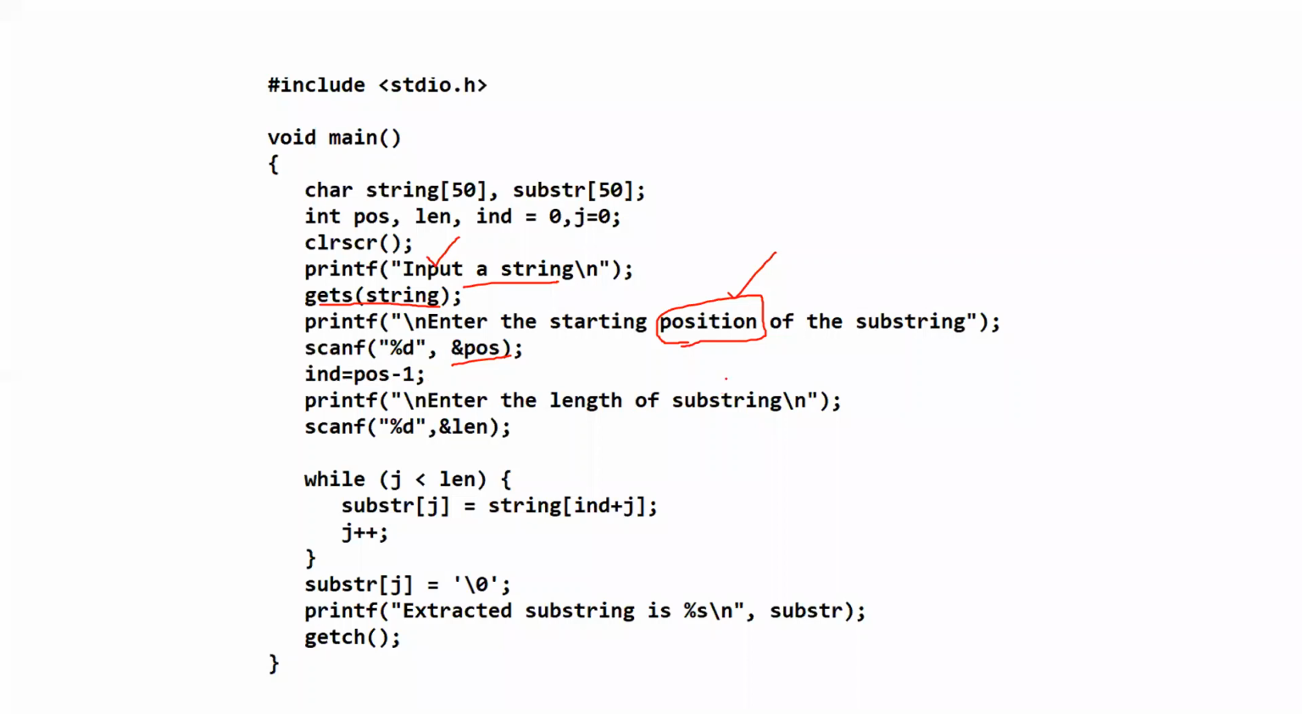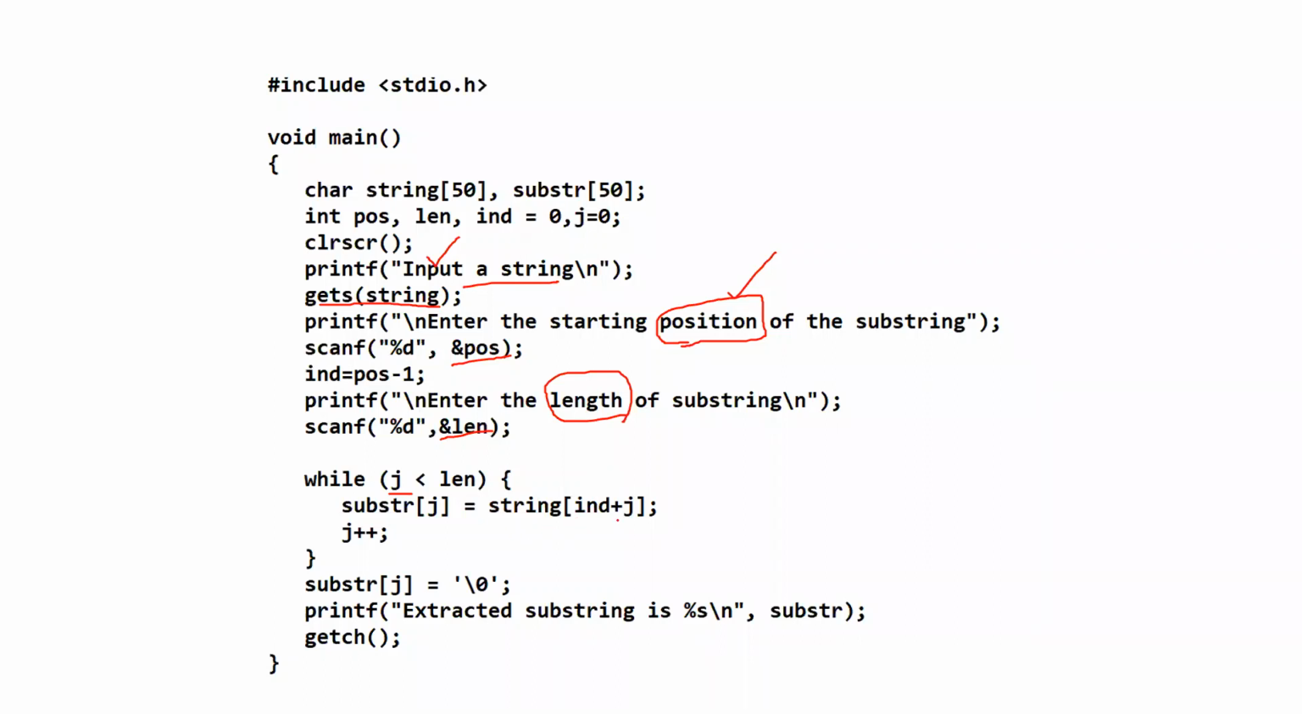First we asked the user to enter the position, then we are asking the user to enter the length. We are getting it in the variable called len using scanf. Now using a while loop, as I told, we are using a variable called j, which will be limiting the increment, which will be helping us to extract the string up to the length. So the initial position we have in the variable called index.